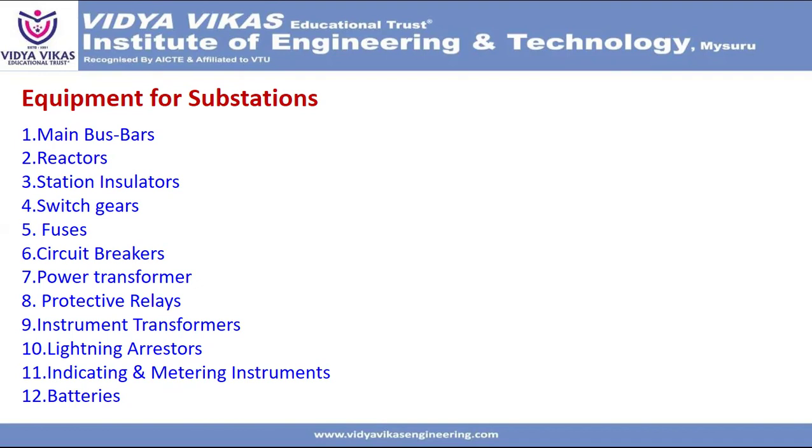Now let's dive into the next topic, that is equipment for substations, in Module 5. In the substations, we are going to use different types of equipment. The first one is main bus bars, reactors, substation insulators, switchgears, fuses, circuit breakers, power transformers, and then protective relays, instrument transformers, lightning arresters, indicating and metering instruments, and finally batteries we are going to use in the substations. Now let's discuss one by one in depth.